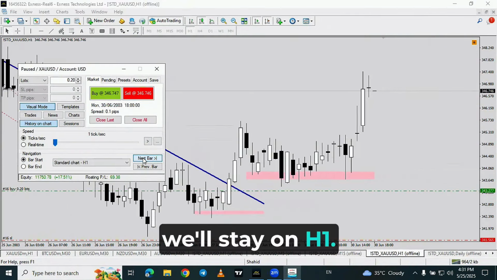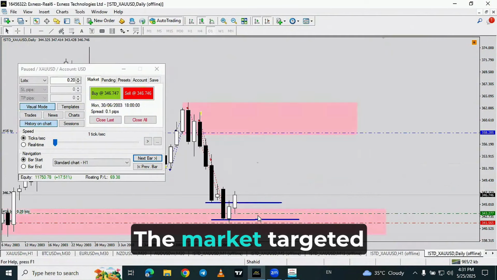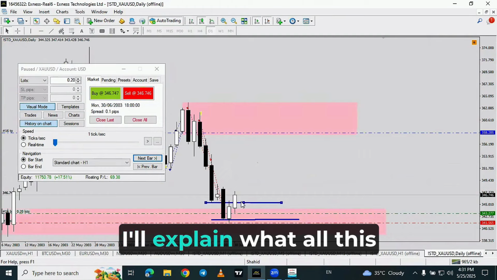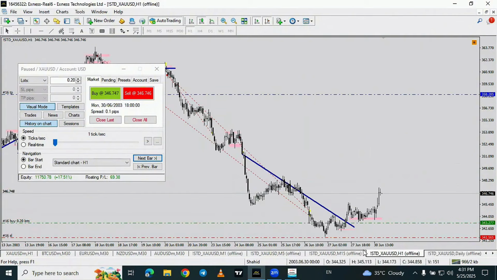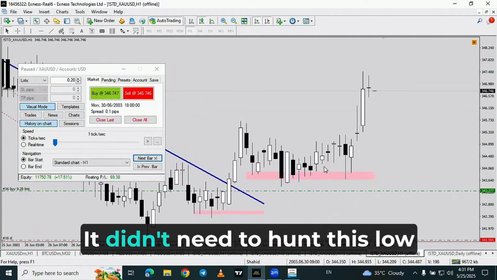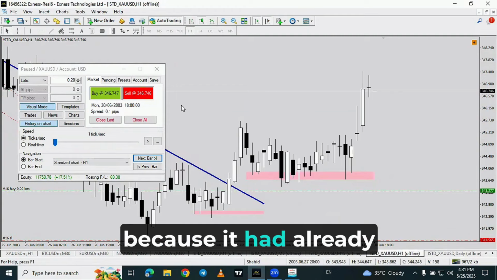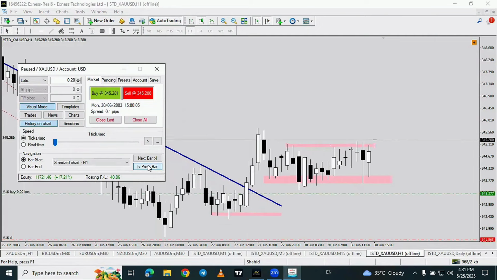we'll stay on H1. If we want to make more entries, we won't. We missed the entry here. The market targeted the buy side here. I'll explain what all this liquidity was. If you see from here to here, it was all liquidity. It didn't need to hunt this low because it had already hunted it. Now we'll play it again and see if the market is bullish. Simple.